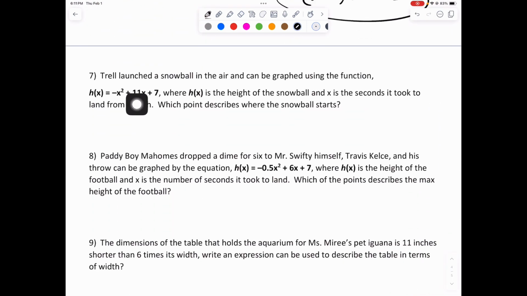What up, Trell? Trell launched a snowball in the air and can be graphed using the function h of x, which is y is h of x, equals negative x squared plus 11x plus 7, where h of x is the height of the snowball and x is the seconds it took to land from launch. Cool. Which point describes where the snowball starts? Oh my goodness. Where the snowball starts. All right, or let's just say when the time kicks in.